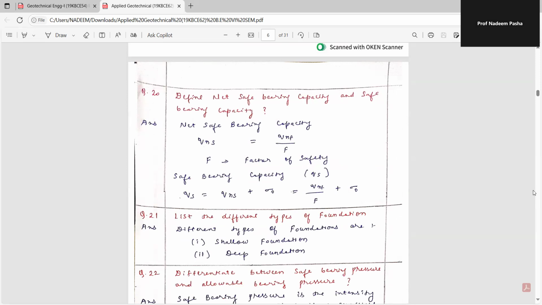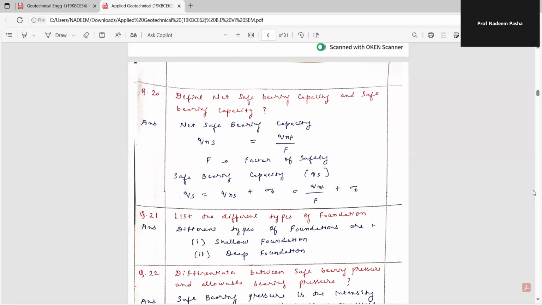Define net safe bearing capacity and safe bearing capacity. Net safe bearing capacity qns equal to qnf by F, where F is the factor of safety. Safe bearing capacity is given by qs, qs equal to qns plus sigma naught, or qnf by F plus sigma naught.